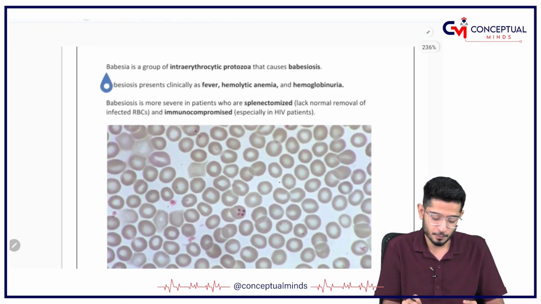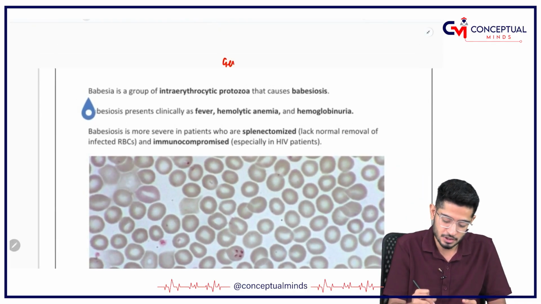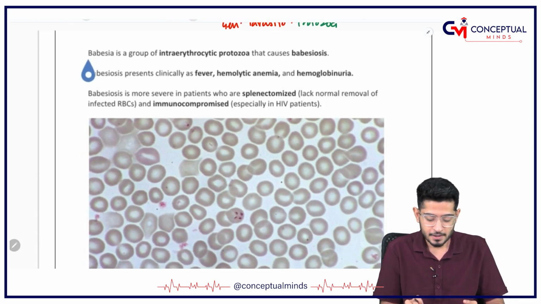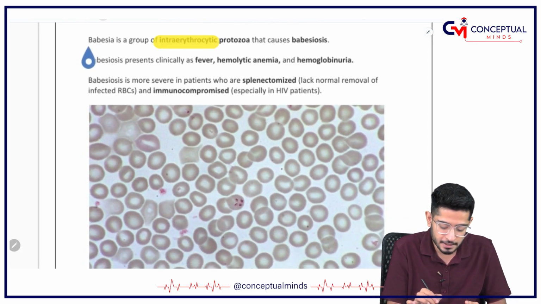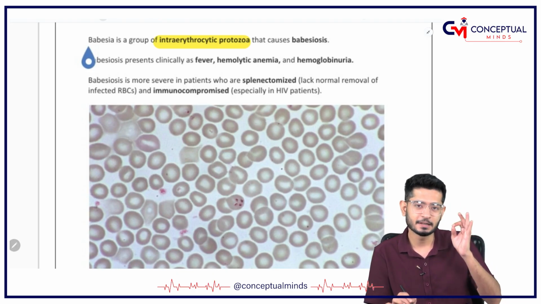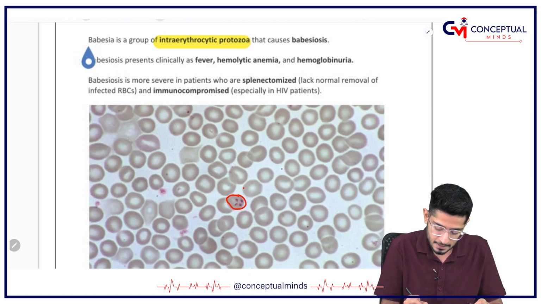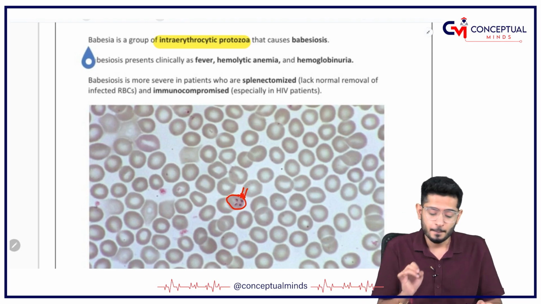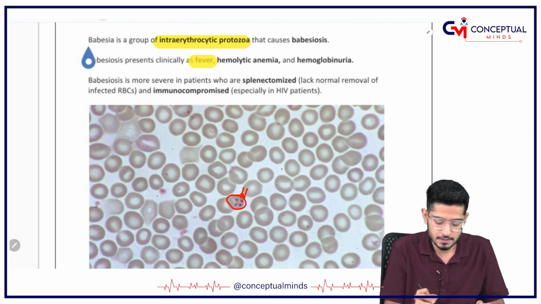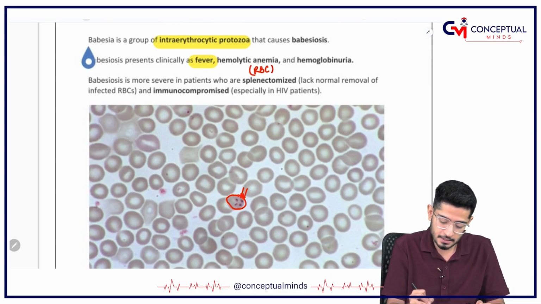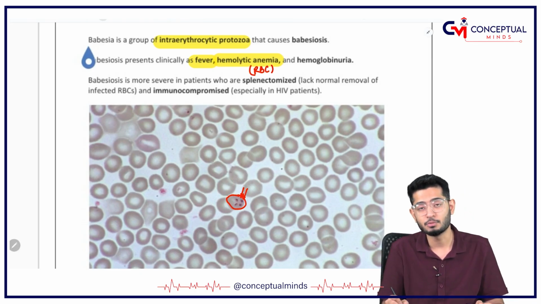Okay. So my dear friends, what is Babesia? If you have attended my general parasitology class, Babesia is a protozoa. Babesia is an intra-erythrocytic protozoa. That means it loves to stay inside the RBC. Can you see here? This is the RBC and this inside is the Babesia. Babesia, like any other infection, is responsible for causing fever. But since Babesia is inside the RBC, it can cause hemolysis and hence it is causing hemolytic anemia and hemoglobinuria.